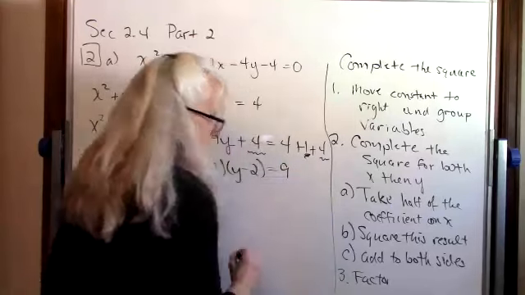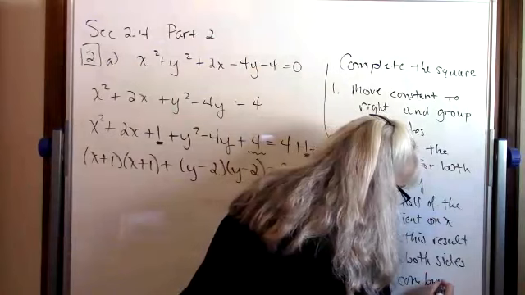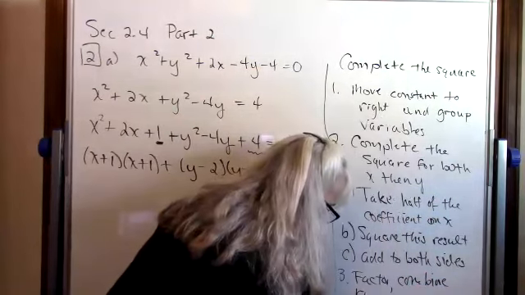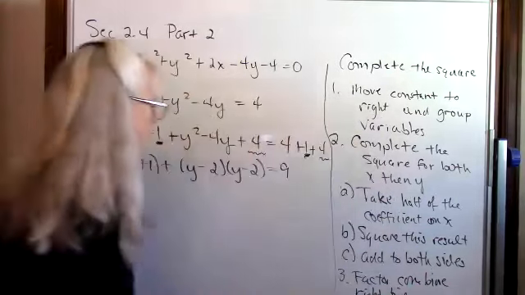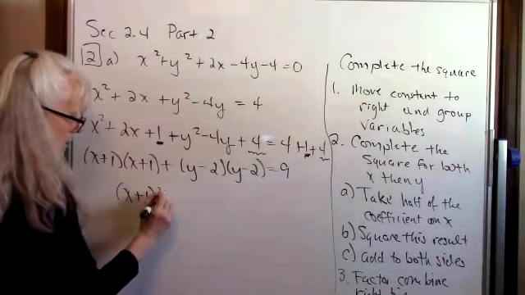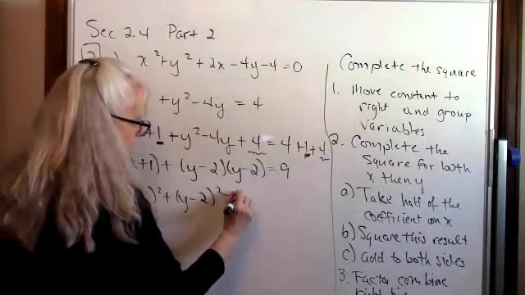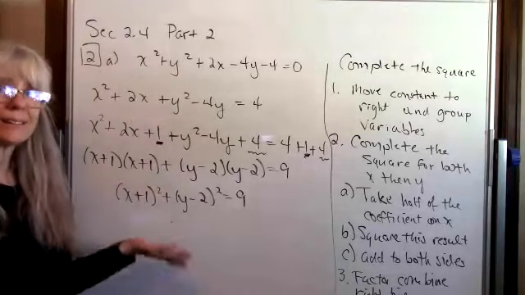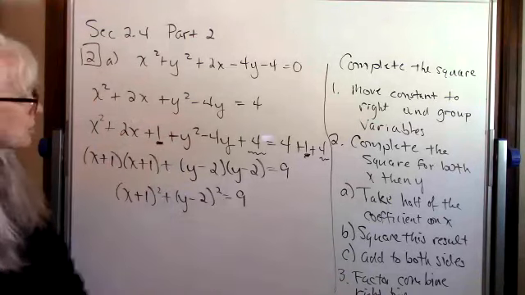And we're almost there. So factor, and we'll say combine right side. So let's rewrite this. This is really x plus 1 quantity squared plus y minus 2 quantity squared is equal to 9. And there we have it. There's our equation now in standard form versus general form.